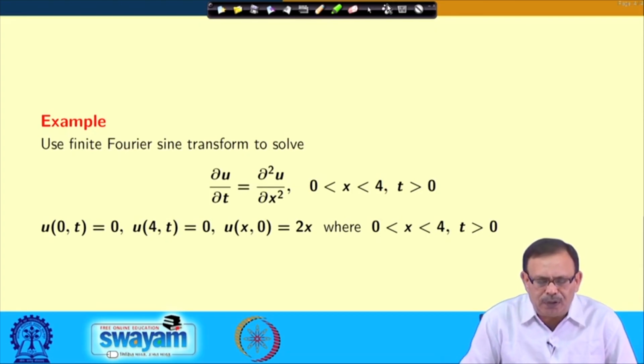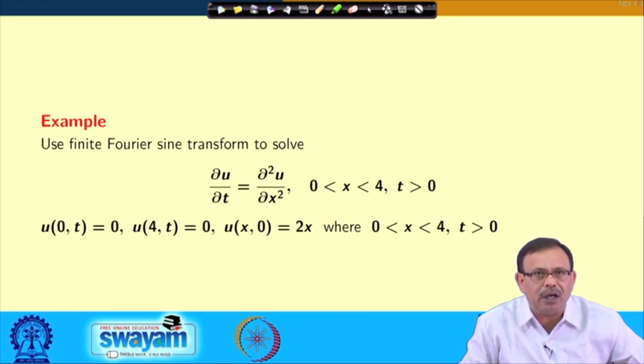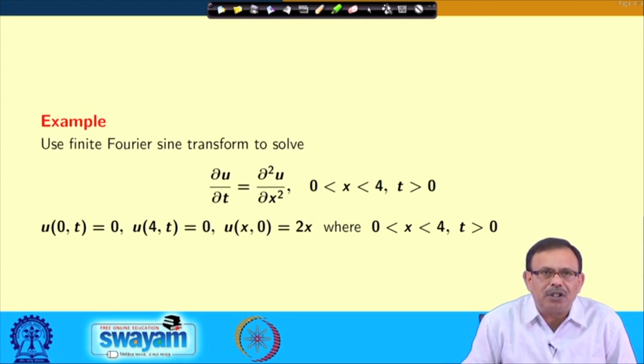I want to find the Fourier sine transform for the equation del u by del t equals del 2 u by del x square, where x lies between 0 to 4 and t greater than 0. It is given that u(0,t) equals 0, u(4,t) equals 0 and u(x,0) equals 2x, where x lies between 0 to 4 and t greater than 0. Firstly, I cannot take the Fourier sine transform with respect to t, because t varies from 0 to infinity, whereas x varies from 0 to 4. So, I have to take it with respect to x.